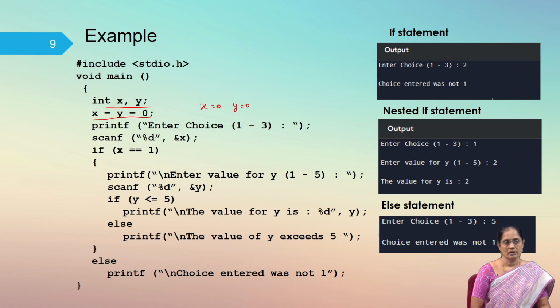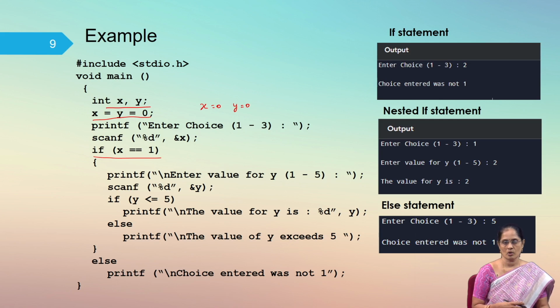And now, I display a message to prompt the user to enter a choice between 1 and 3. So, he can enter the values from 1 to 3. I am just reading the value using the variable x. Okay. The first condition we check is if x equal to 1.